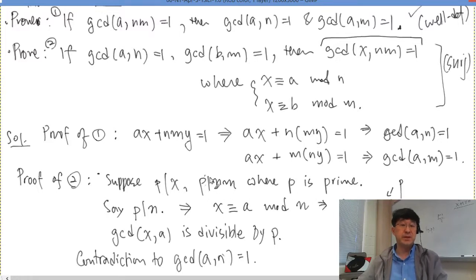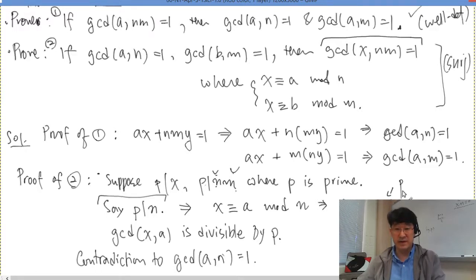And I looked at it. If p divides n times m, then either p divides n or p divides m. Without loss of generality, I assume, say, p divides n. By looking at this statement here, time to use this condition, x is equal to a plus ny, right? x is congruent to a mod n. So p divides x and p divides n, therefore p divides a.